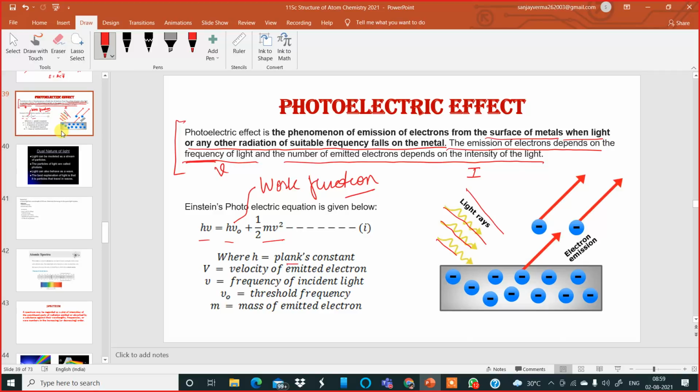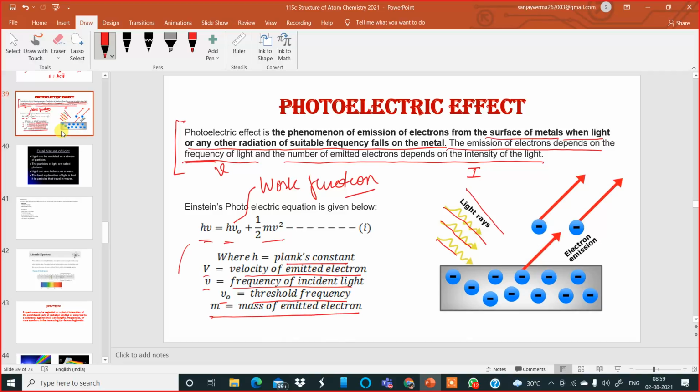Now this h is called Planck's constant. Small v is the frequency of incident light, and v0 is the threshold frequency, the minimum frequency required to be possessed by the light rays to emit electrons. Capital V is the velocity of the emitted electron, and m is the mass of the electron. So I request you all to remember this relation.